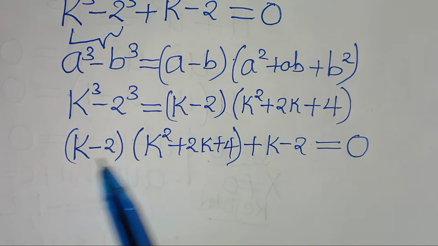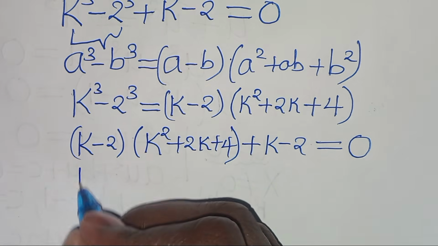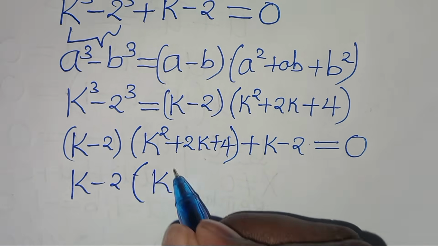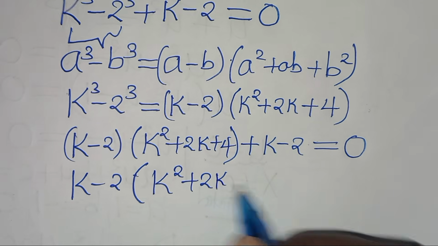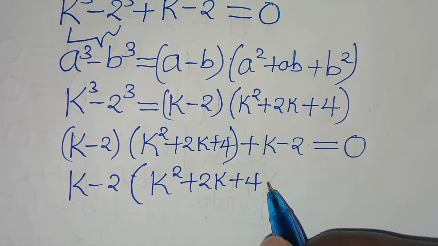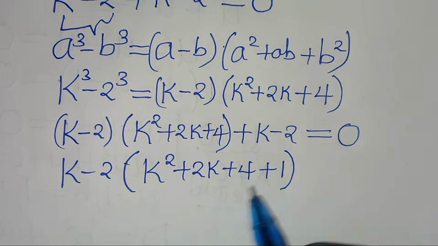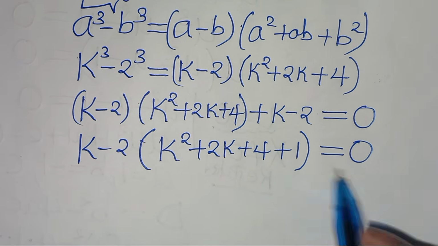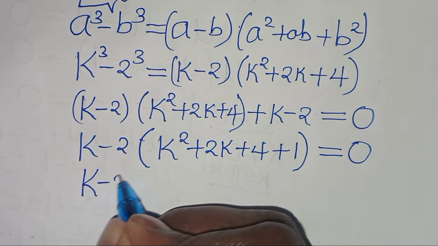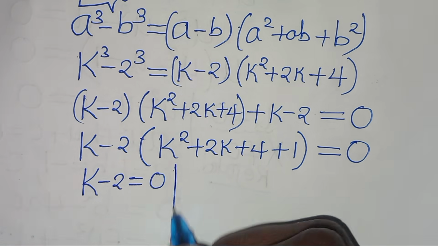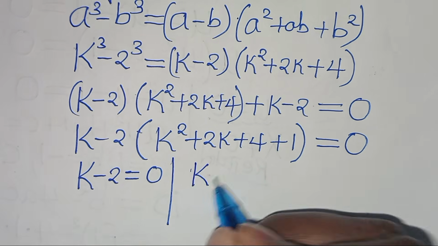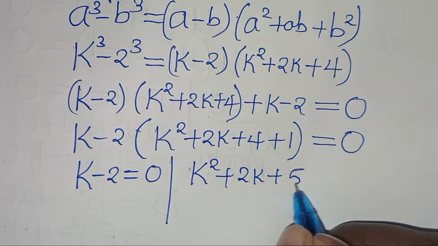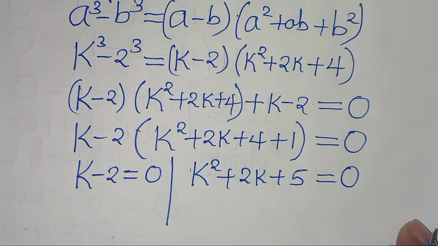So the next step is that k minus 2 here is common. We can factor out k minus 2, so that in the parentheses we have k squared plus 2k plus 4, then plus 1, close the parentheses. This is equal to 0. So from here we have two parts. We have the first part as k minus 2. This is equal to 0. And the second part, we have k squared plus 2k, then plus 4 plus 1. This is 5. Then this is equal to 0.